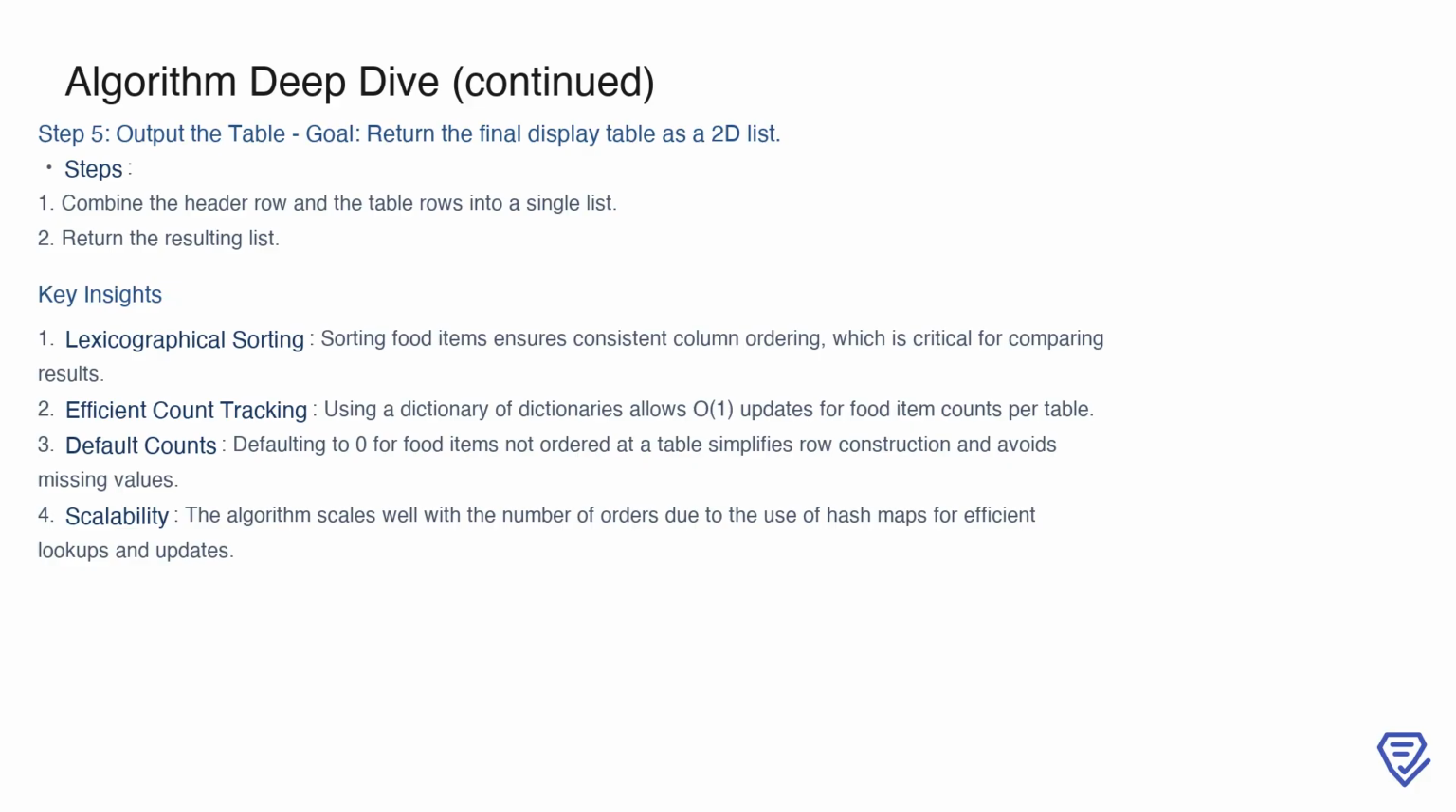Finally, we combine the header row with all of the table rows to produce the final 2D list. This list represents the completed display table, which we return as the output. By following these steps, we ensure that the table is both accurate and easy to read.